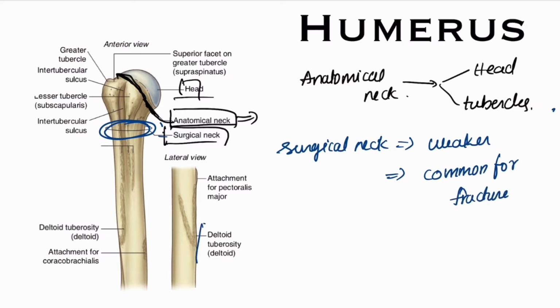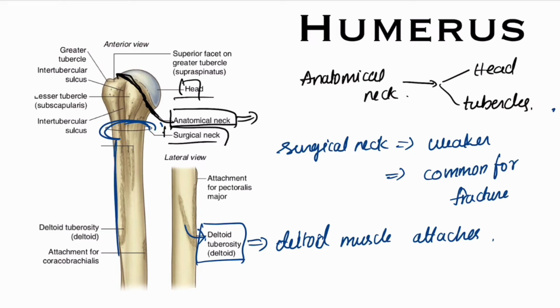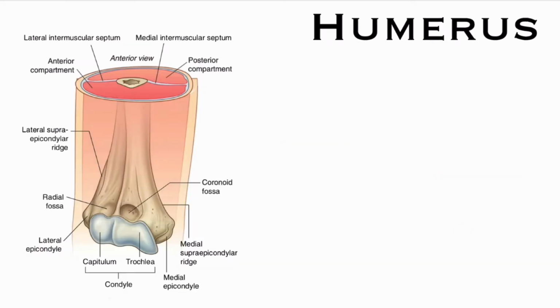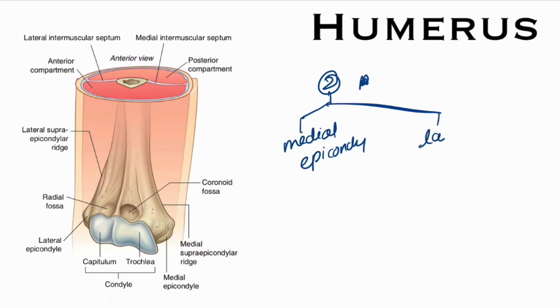And below this, we have the deltoid tuberosity. This is the deltoid tuberosity here, where the deltoid muscle attaches. And this is the shaft. Distally, we have two bony projections. They are the medial epicondyle and lateral epicondyle.